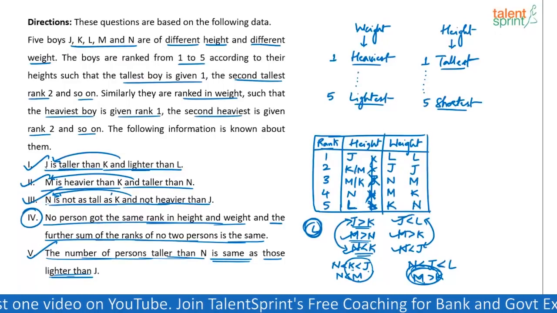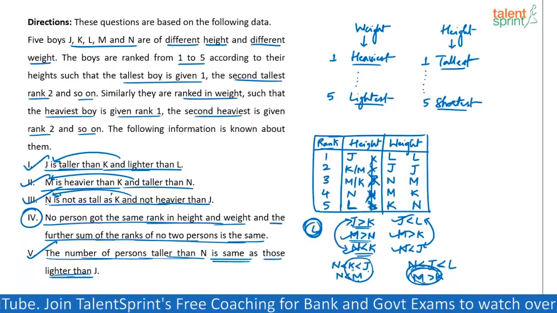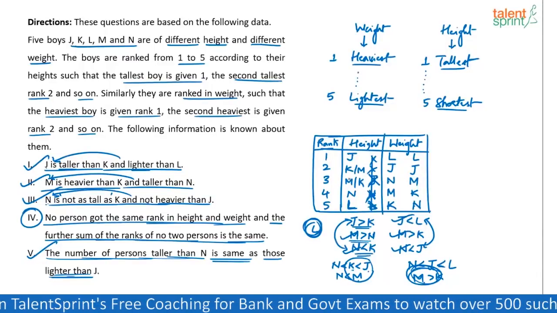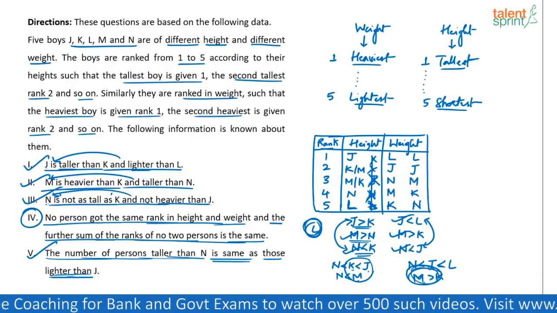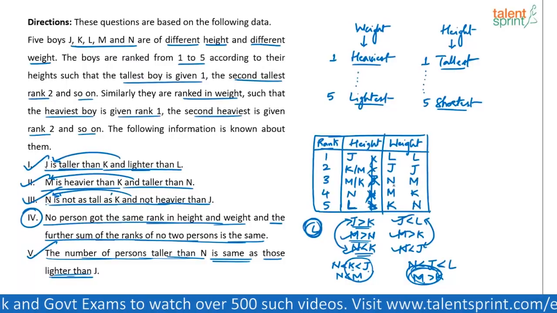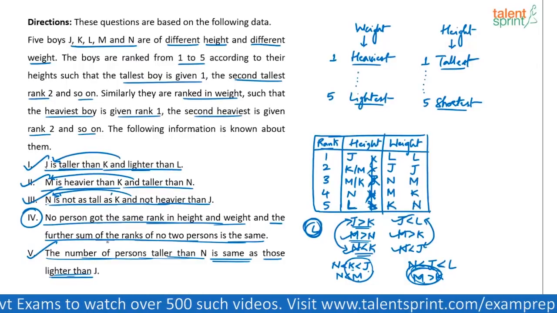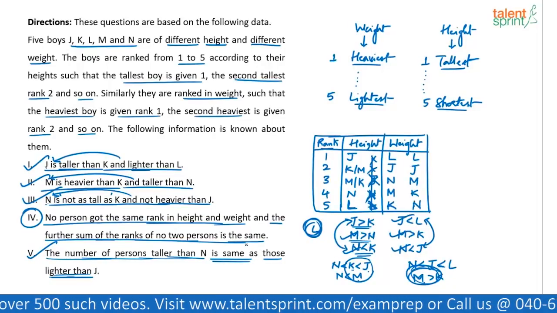So JL, fine. KMJ or MKN. I think the only thing is M cannot take third rank here and M cannot take third rank here. These two cannot exist together. NMK is fine, LKN is also fine. And then I think let's use this point. The sum of ranks of no two persons is the same.